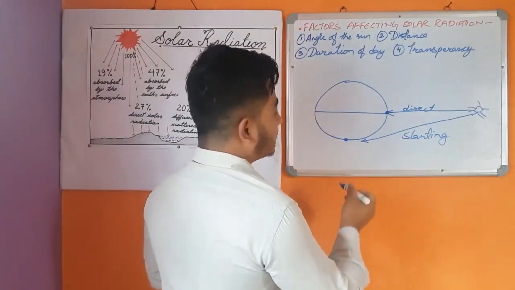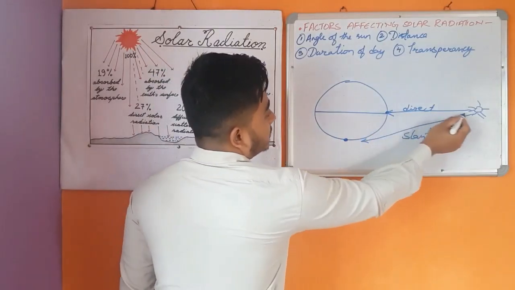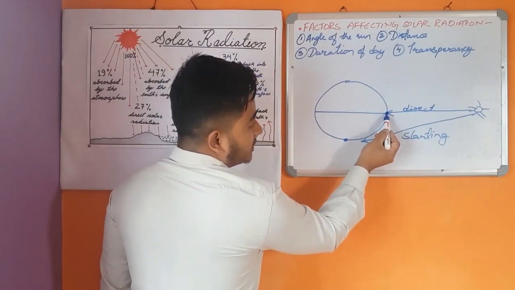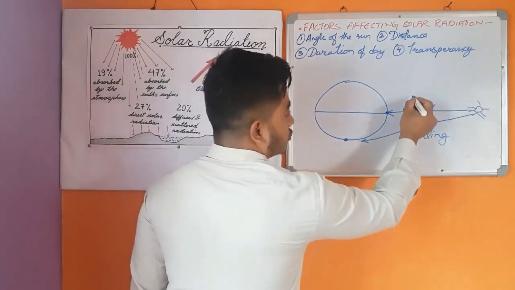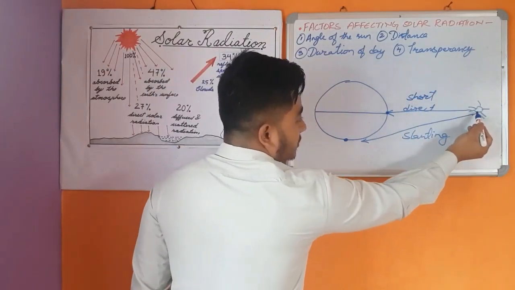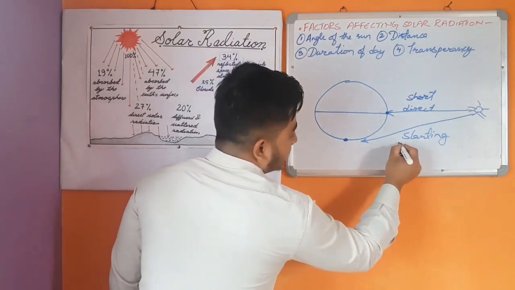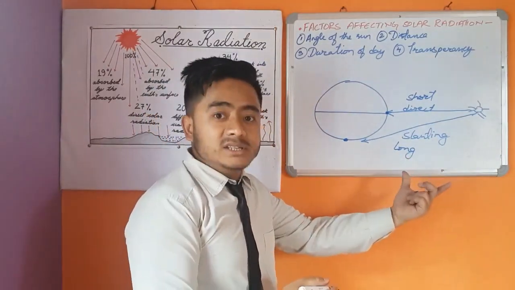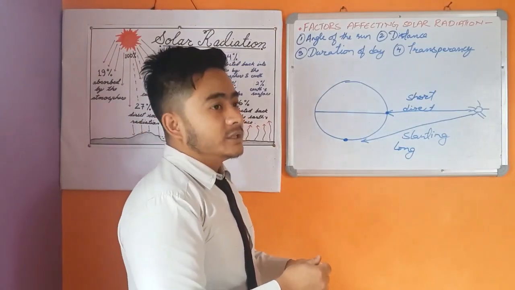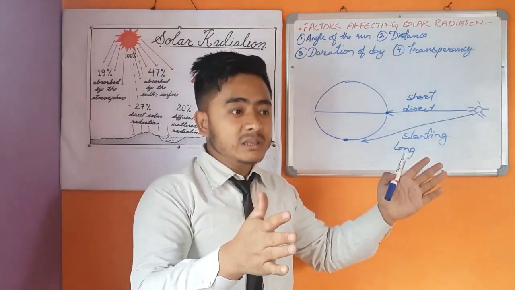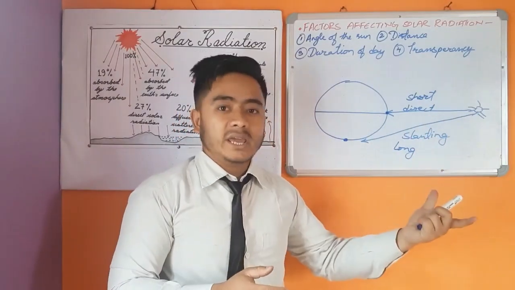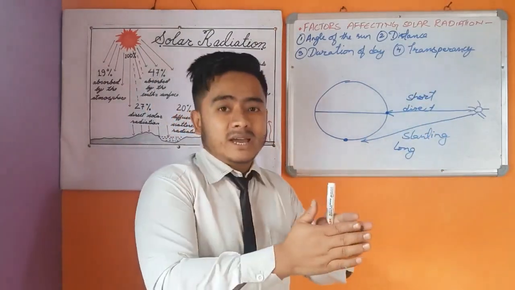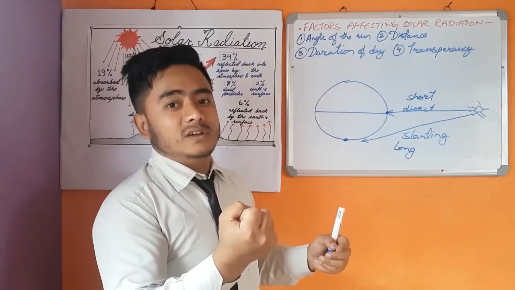The second point is distance. As you can see, referring to this same example, the equatorial region takes a shorter distance. That means the distance between this place and the sun is short, whereas the distance between the sun and this point, the pole, is long. So the shorter the distance, the greater the amount of insolation. The longer the distance, the lesser the amount of insolation. So the areas where the distance between the sun and the earth is less will get a greater amount of insolation. Those areas which have a longer distance get less insolation.